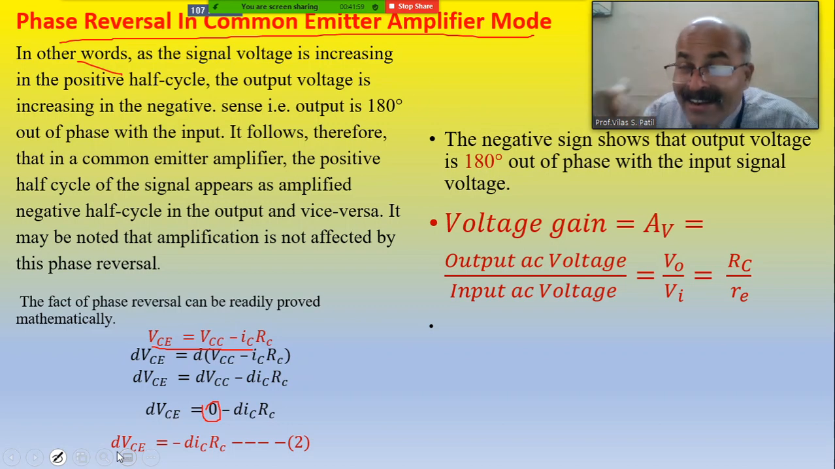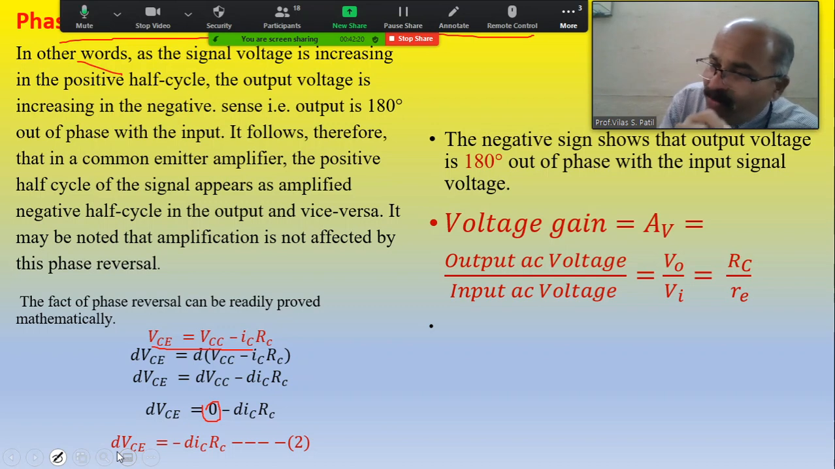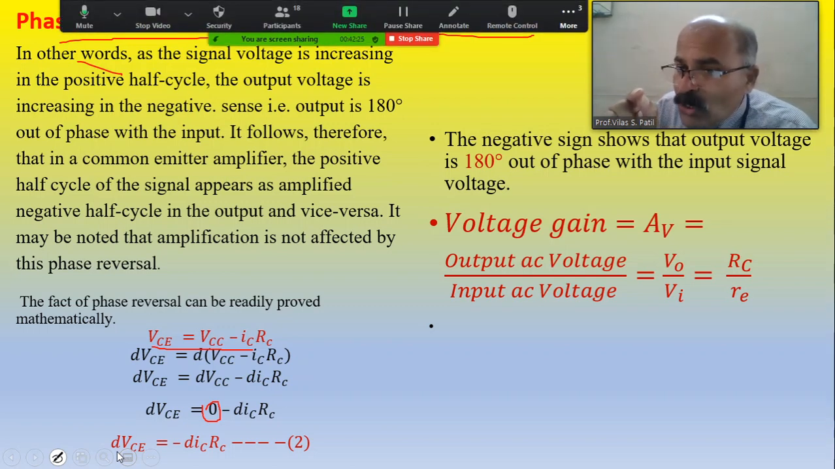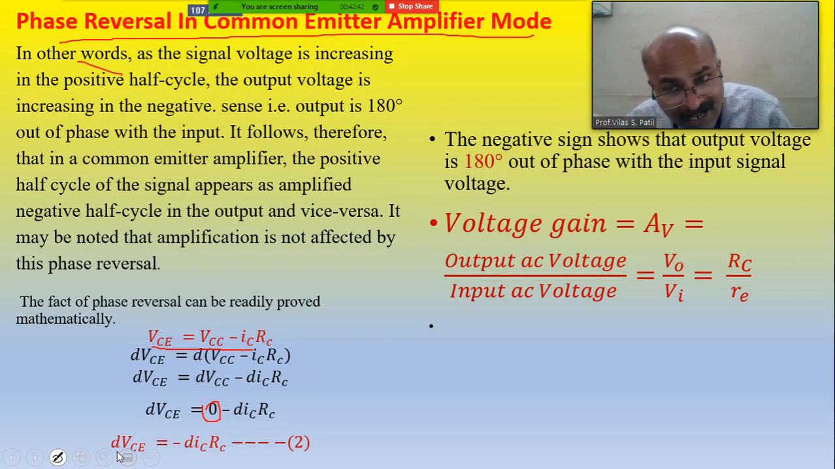Please, you have to understand it clearly. The red relation shows that the derivative of the output, that means VCE, is equal to minus the derivative of ICRC. And why does the minus sign come? The minus shows the change in direction. If we go to the left hand side, it shows minus. If we go toward the right hand side, it shows plus. Here the mathematical relation shows the minus sign, and the minus sign means the negative change, the negative sense.